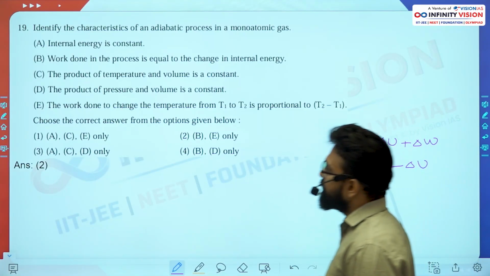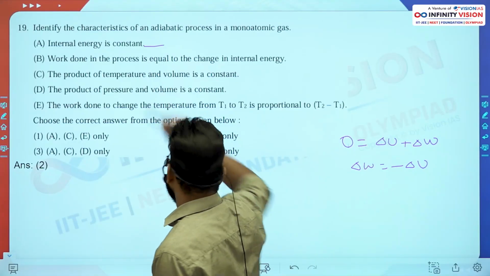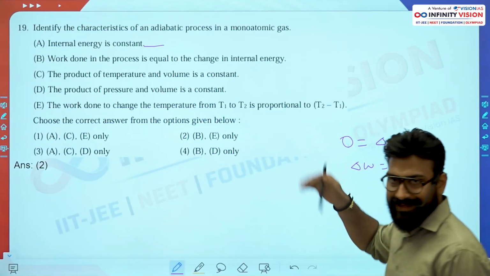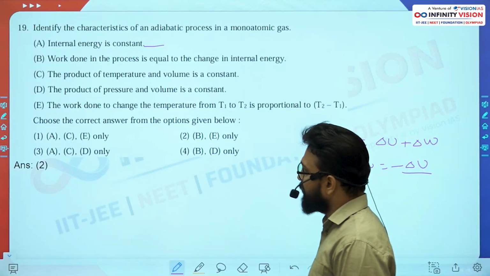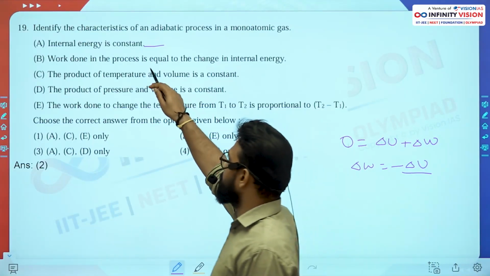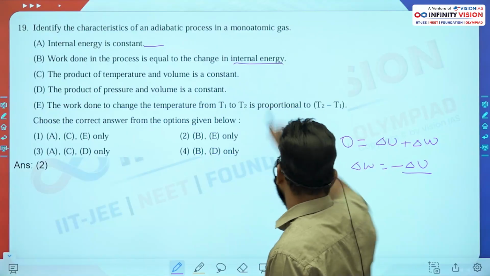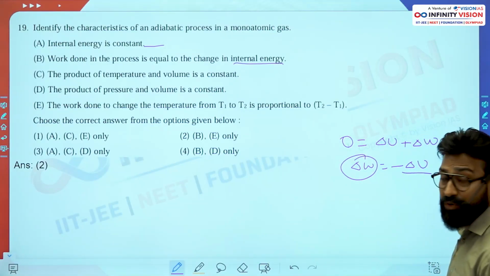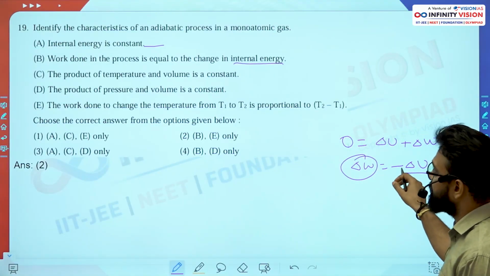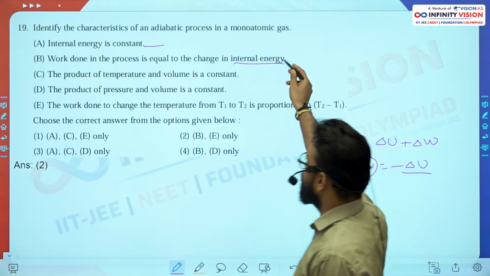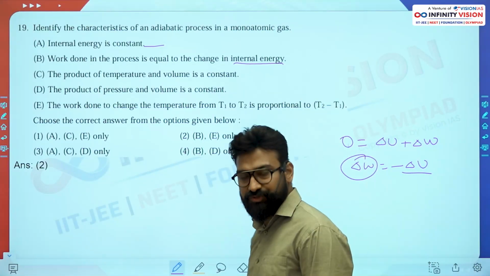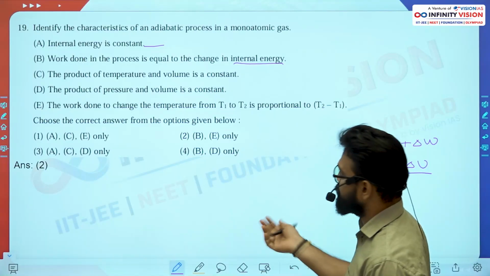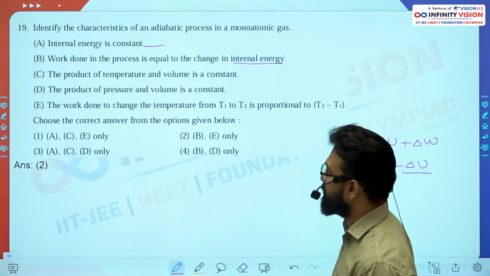Now the option says the internal energy is constant. With increase in temperature, the internal energy can't be constant. So that means this can't be true. Work done in the process is equal to the change in internal energy. Yes, work done is equal to the negative of the change in internal energy. Although this has to be wrong, after seeing the options, I'll let you know which option could be the best possible option that you can choose.